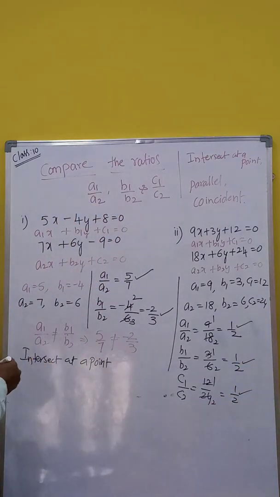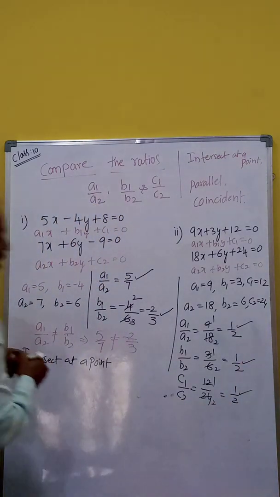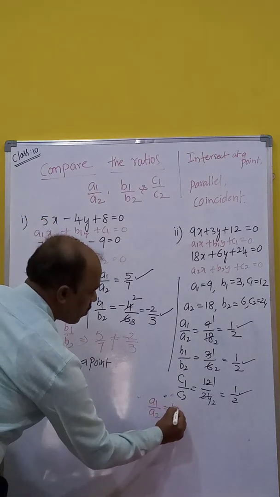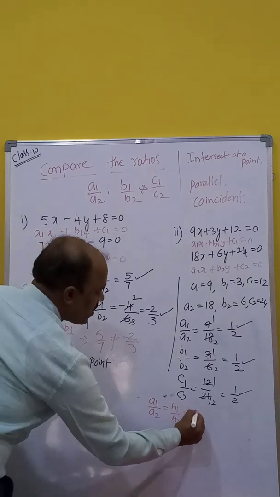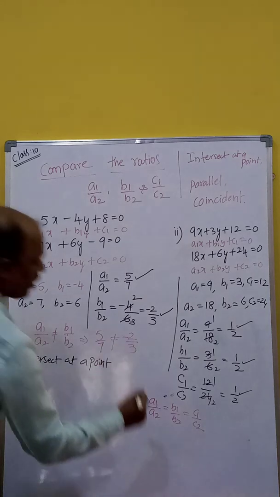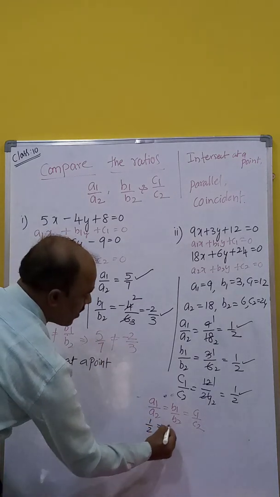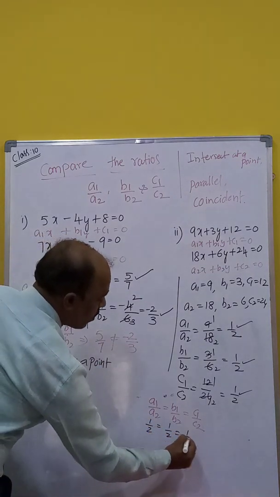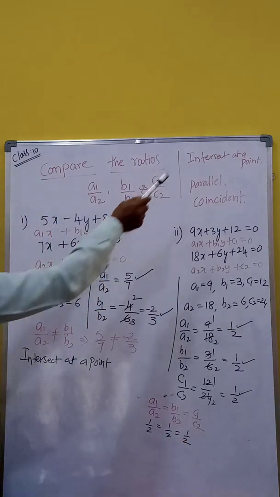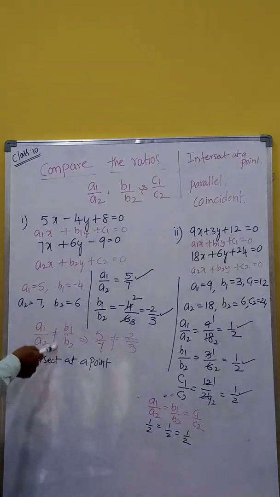All are equal. If all ratios are equal, we know the condition: a1 by a2 is equal to b1 by b2 is equal to c1 by c2. What values did we get here? 1 by 2 is equal to 1 by 2 is equal to 1 by 2. Which condition is working in this? Intersect at a point is the first one, because the first two are not equal.